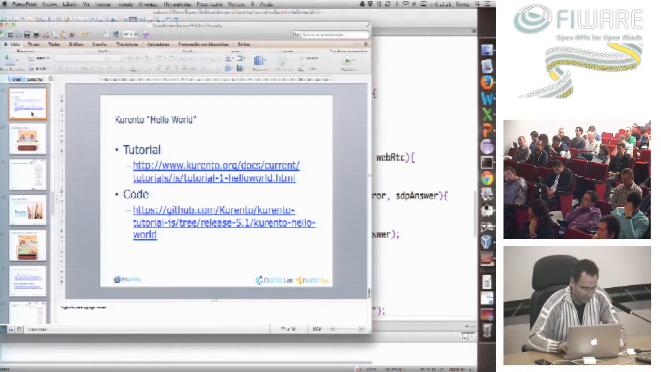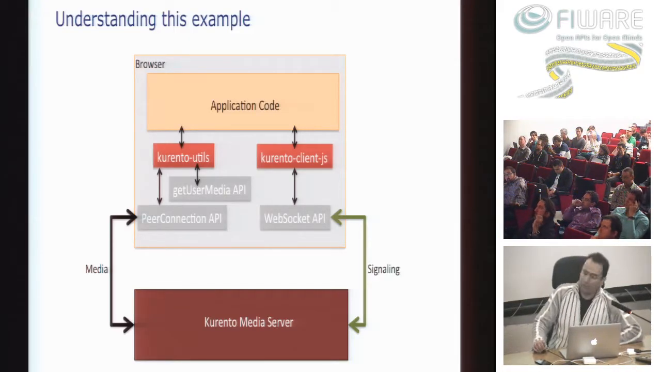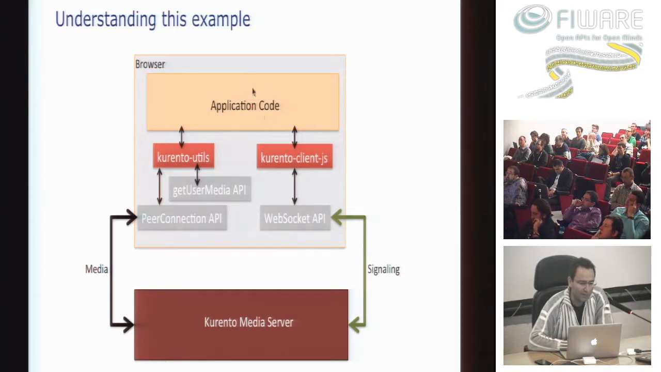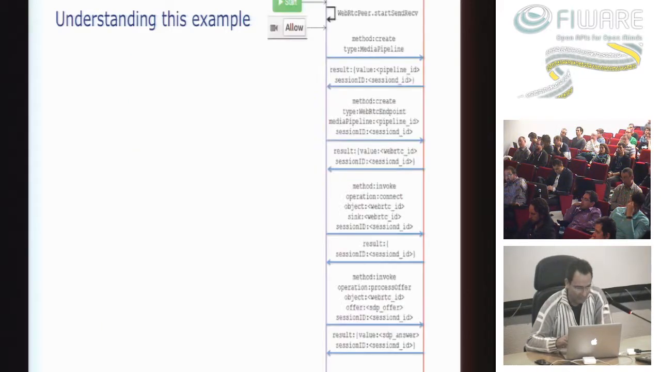So this is our first example, and this is somehow the architecture of this example. Basically, you have the application code, which is what I have shown you, consuming two APIs. One API is called Kurento utils, which abstracts the WebRTC complexities of the browser. The other API is called Kurento client, which communicates with the media server. So your work is here at the application code. This is the call flow. I can analyze it with people who are going to work really with Kurento.